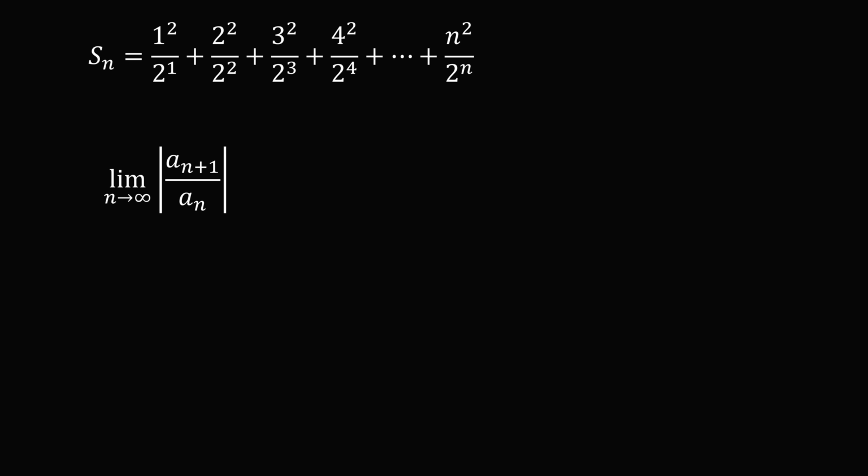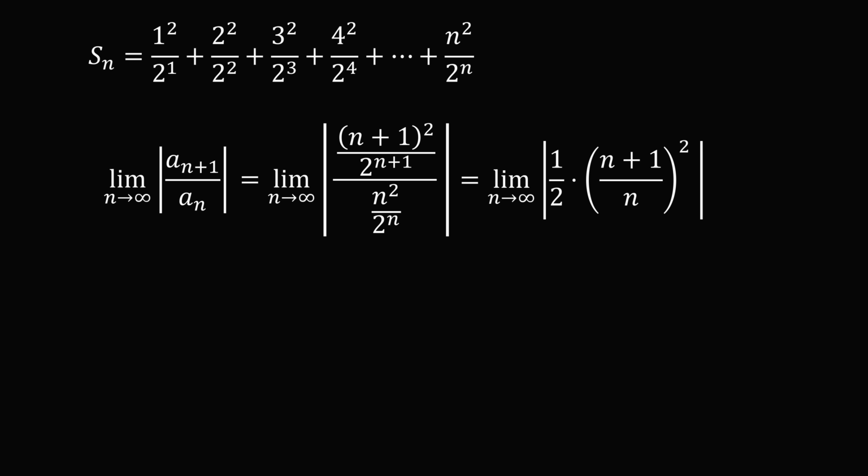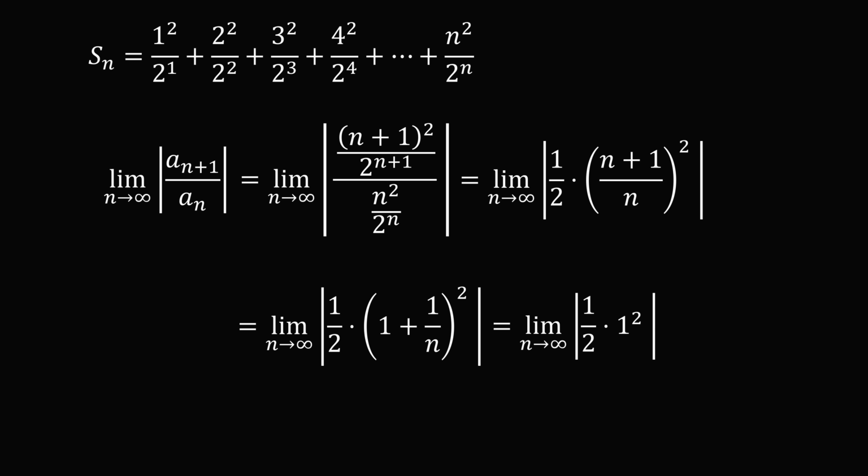We take the limit as n goes to infinity of the absolute value of the ratio of consecutive terms. We substitute in, and now we're going to simplify. So this works out to be 1/2 multiplied by the square of (n plus 1) over n. We then simplify the fraction, and then simplify the limit. So this is equal to 1/2 times 1 squared, which equals 1/2, which is less than 1. So we have a convergent series.